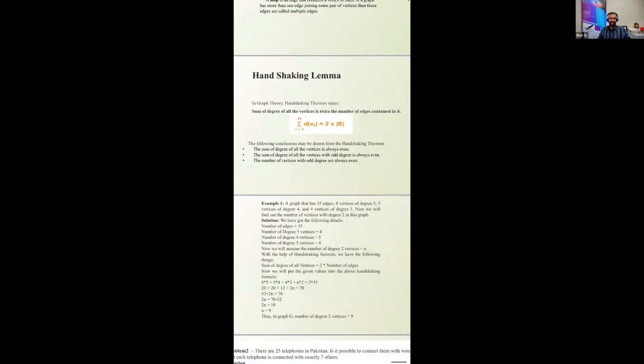Hello. Hi, Rabia. Yes, go ahead. Okay, let's discuss the handshaking lemma. In graph theory, the handshaking lemma states that the sum of degrees of all vertices is twice the number of edges contained in it. Okay. Sum of degrees of all vertices. Let us make the concept clear. So, degree sequence of vertices.